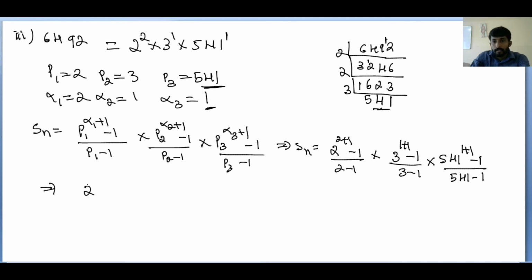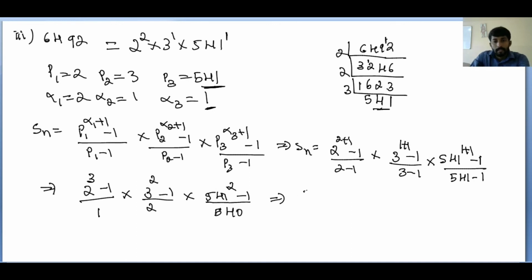2 to the power how much? 2 plus 1 is 3, right? (2 to the power 3 minus 1) by (2 minus 1), that is equal to 1, into (3 to the power 1 plus 1 is 2, right? Minus 1) by (3 minus 1), that is equal to 2, into (541 to the power 1 plus 1 is 2, minus 1) divided by (541 minus 1), it's equal to 540. Now again simplify this one.